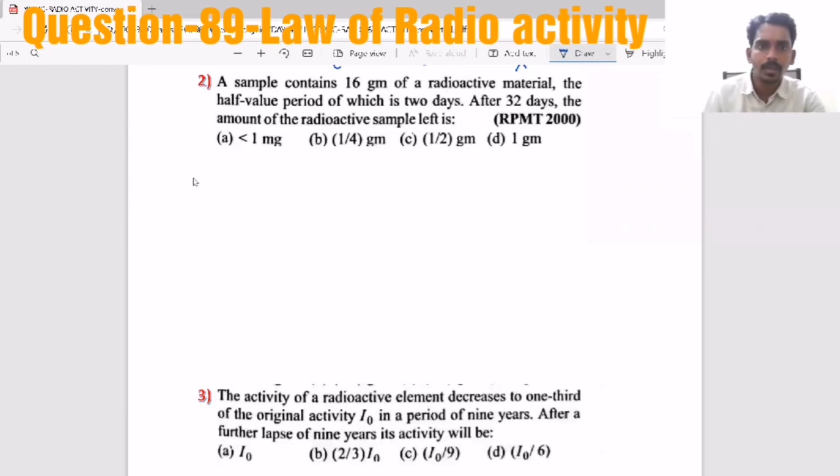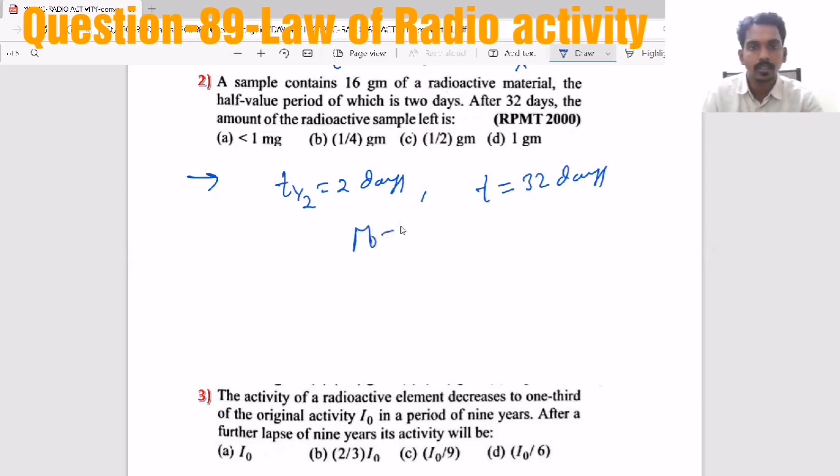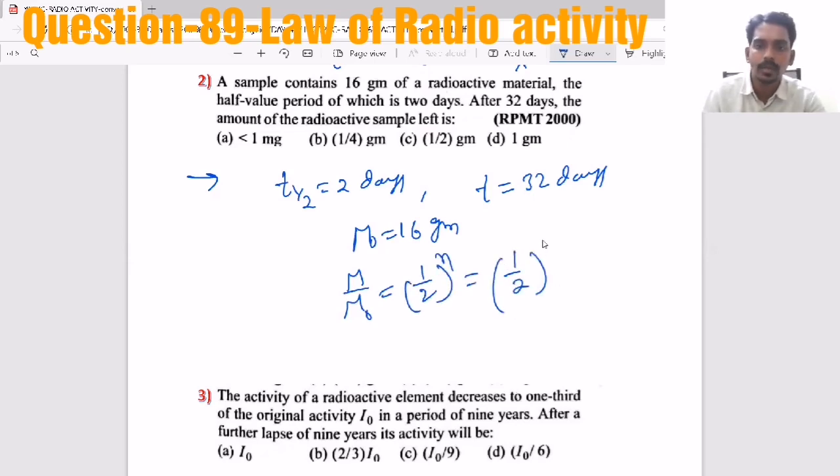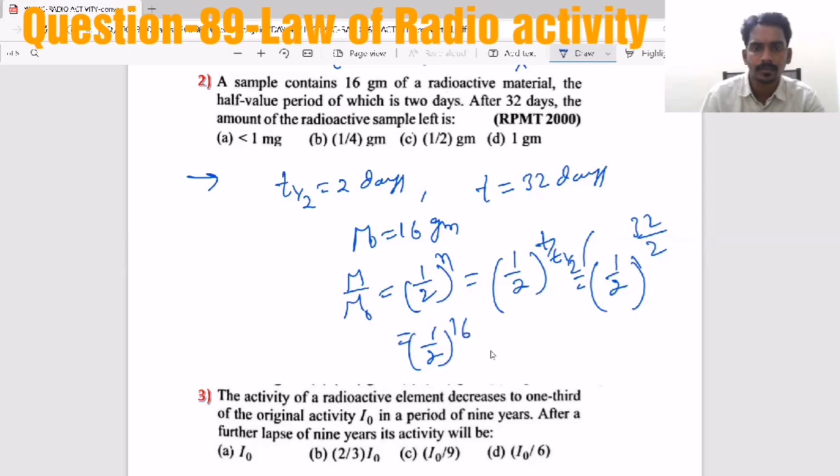Now the next thing is, a sample contains 16 grams of radioactive material, the half-life period of which is 2 days. So half-life is 2 days. And after a time of 32 days, the amount of radioactive sample left is? So initial mass is 16 gram. Now m by m naught equal to 1 by 2 whole power n, where n means T by T half. So 1 by 2 whole power T, which is 32 days by 2, so it will become 1 by 2 whole power 16.